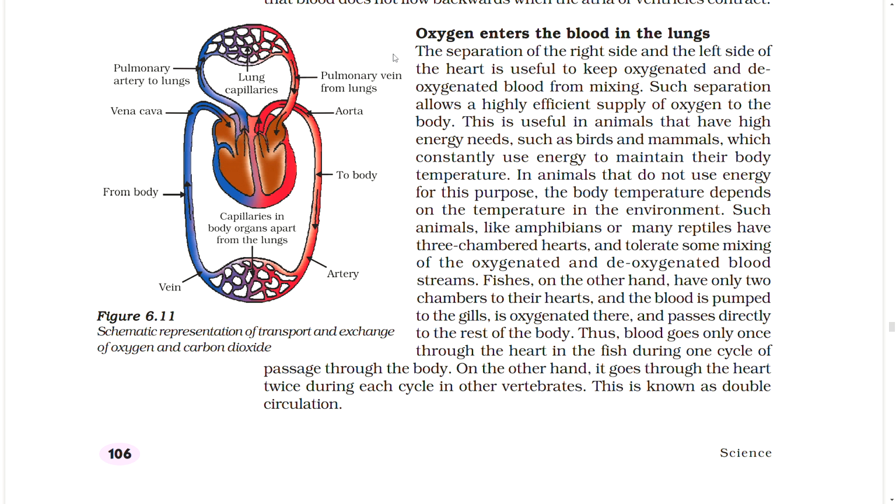Such animals, like amphibians or many reptiles, have three-chambered hearts and tolerate some mixing of the oxygenated and deoxygenated blood streams. Fishes, on the other hand, have only two chambers to their hearts, and the blood is pumped to the gills, is oxygenated there, and passes directly to the rest of the body. Thus, blood goes only once through the heart in the fish during one cycle of the passage through the body. On the other hand, it goes through the heart twice during each cycle in other vertebrates. This is known as double circulation.